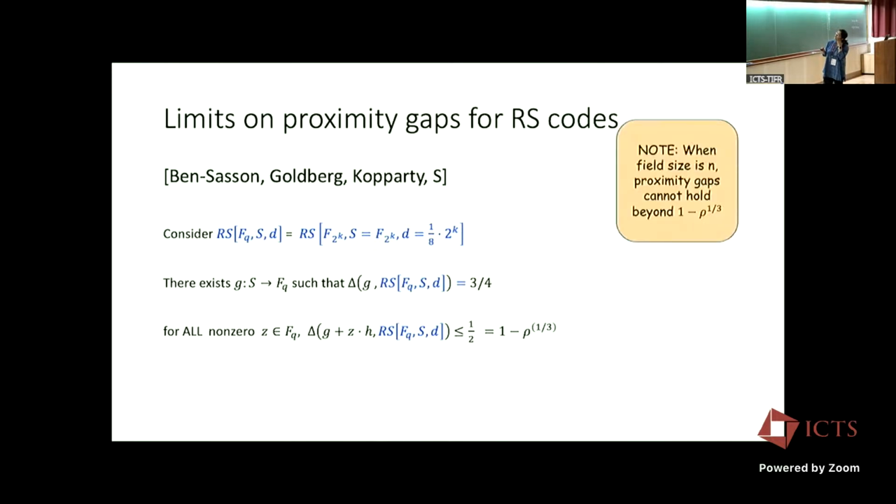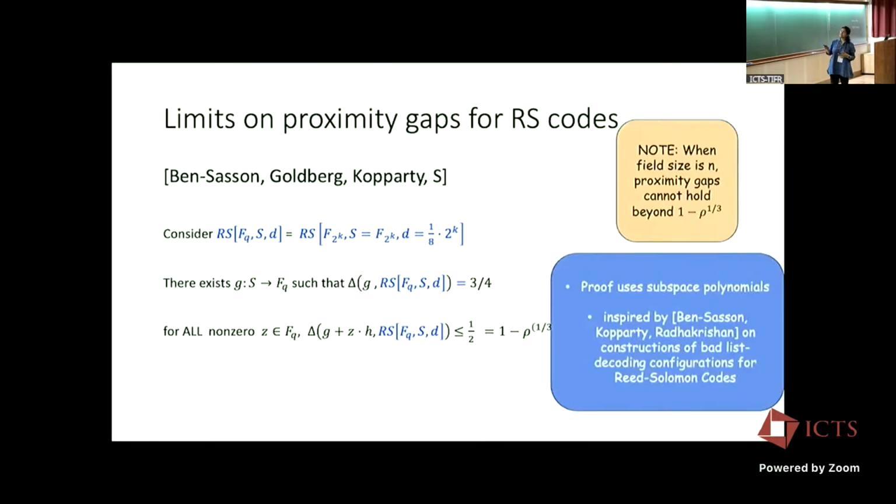In previous work, we managed to construct examples where we show that if the field size is exactly n, then you can't go up to 1 minus square root rho. You can only go up to 1 minus cube root rho for delta. So you can't hope to make the field size as small as n. And the proof uses subspace polynomials and is inspired by prior work by Eli, Swastik, and Jayakumar on constructions of bad list decoding configurations for Reed-Solomon codes. So these proximity gap statements and understanding list decoding for Reed-Solomon codes are very intimately connected questions.